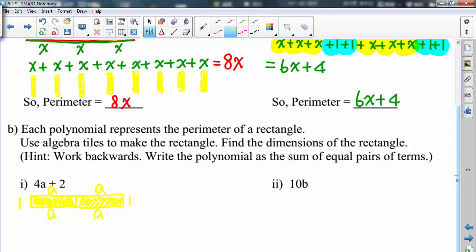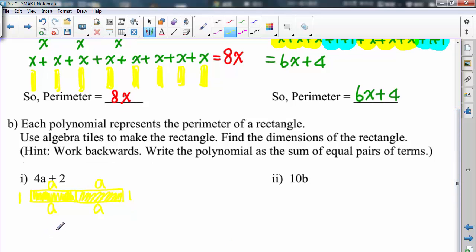You also can do 4a plus 2 in this way. So I have, okay, this one is 1a. This one is another a. So I want another yellow rod, because this one is 1, this one is a. This one is 1, this one is a. So a plus a plus a plus a, 4a's, plus 1 plus 1, plus 2.